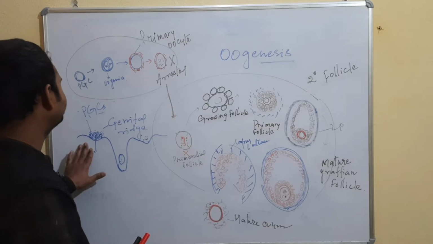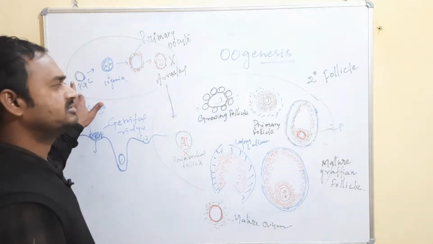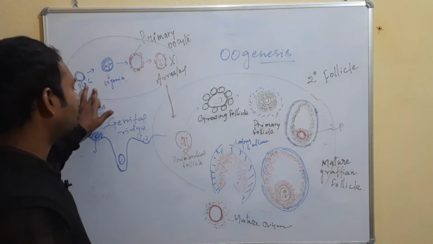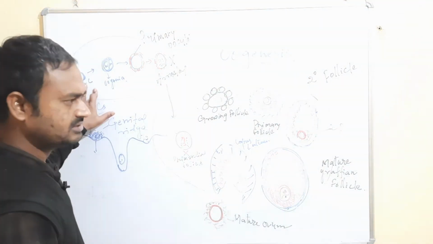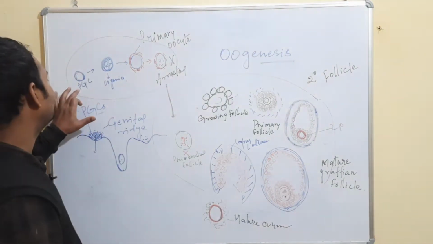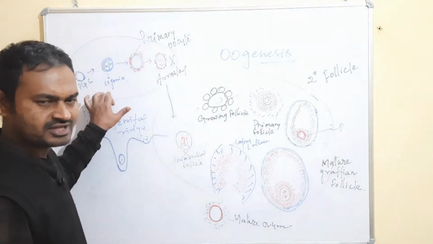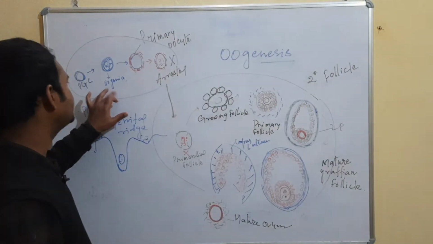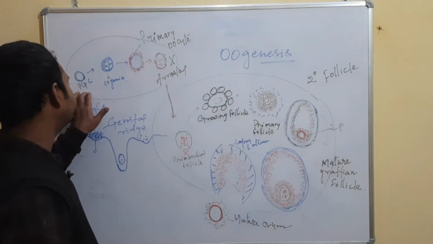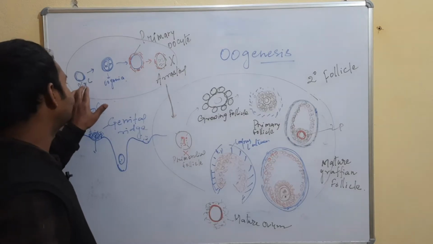We will be starting from the progenital germ cells. After the formation of the progenital cells, a mitosis process occurs.